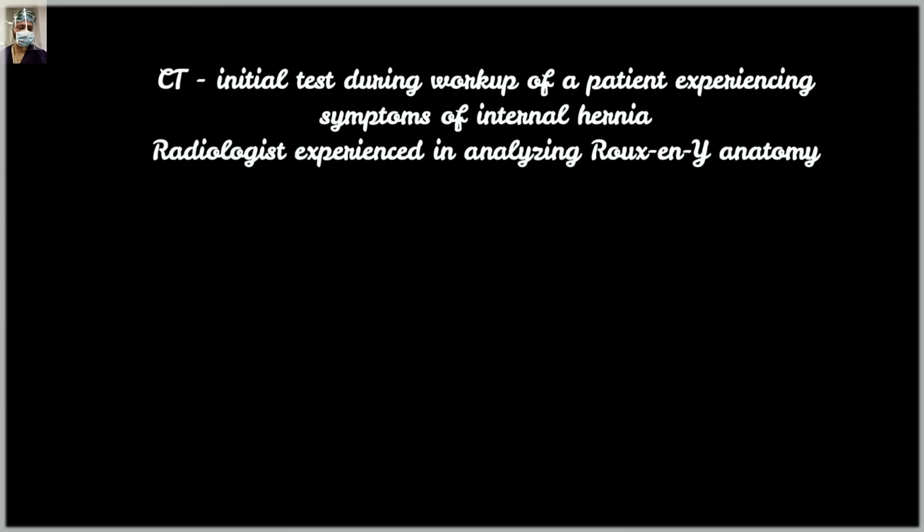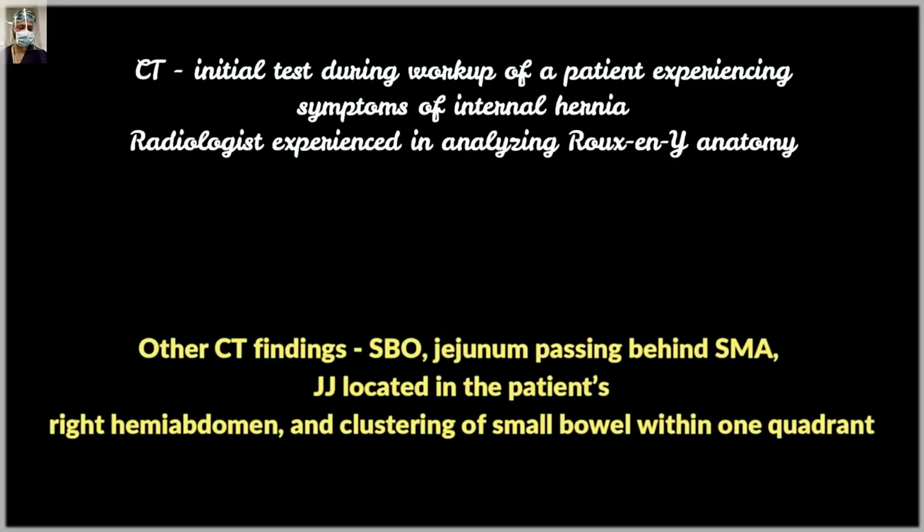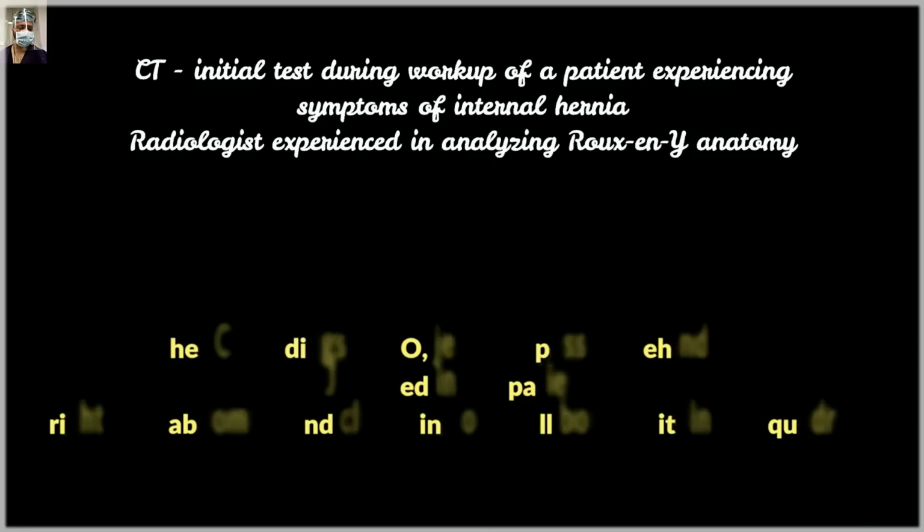CT is the initial test during workup of a patient experiencing symptoms of internal hernia, and a radiologist experienced in analyzing Roux-en-Y anatomy should be available. The characteristic CT signs of internal hernia are changes within the mesentery, most notably swirling of mesenteric vessels. The mesenteric swirl sign is recognized with internal hernia and mesocolic defect created by mesenteric vessels. Other CT findings suggestive of internal hernia are small bowel obstruction, jejunum passing behind the superior mesenteric artery, jejunojejunostomy located in the patient's right hemiabdomen, where normally it should be on the left side, and clustering of small bowel within one quadrant of the abdomen.